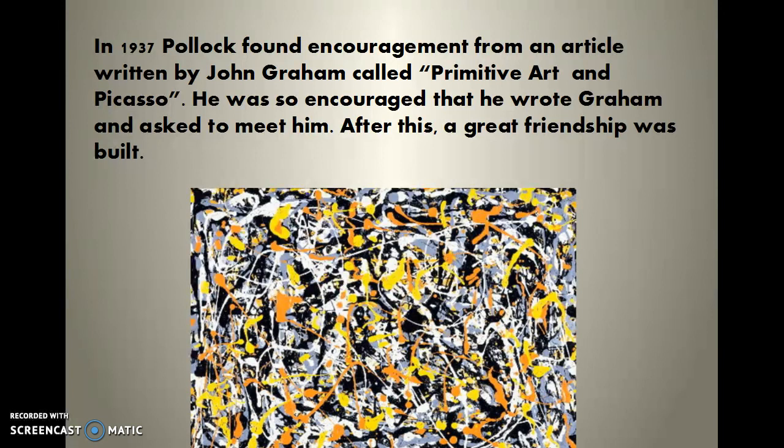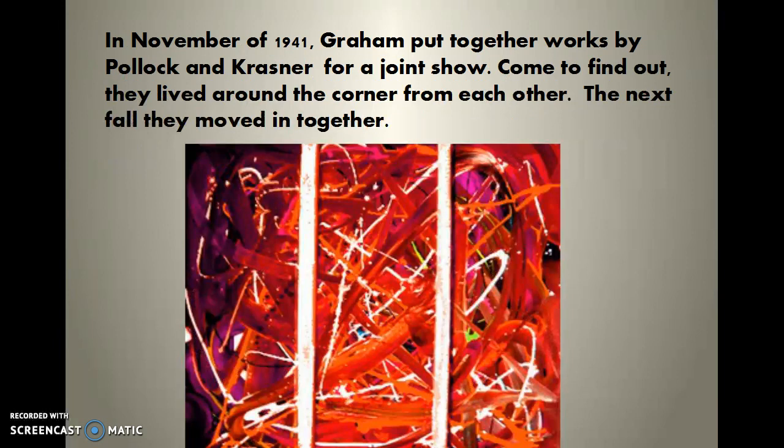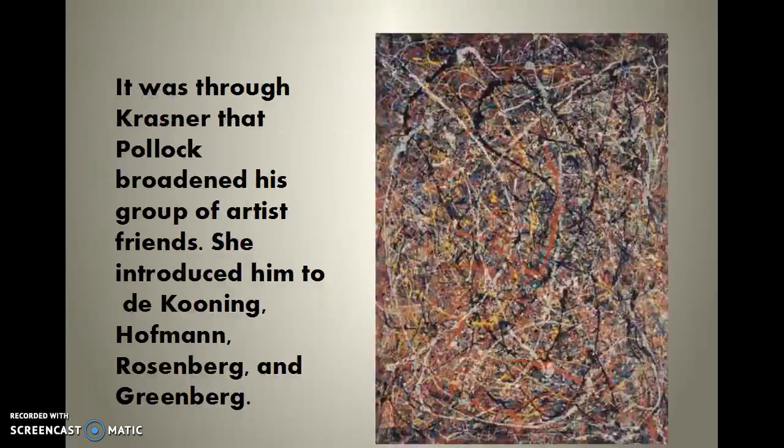In 1937, he read an article by John Graham and they became friends, but that's not necessary. Krasner was his partner, his wife, an artist, and she helped him a lot. She introduced him to many other artists and many customers and galleries.